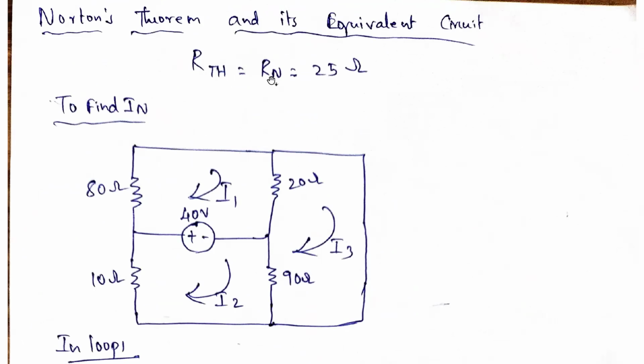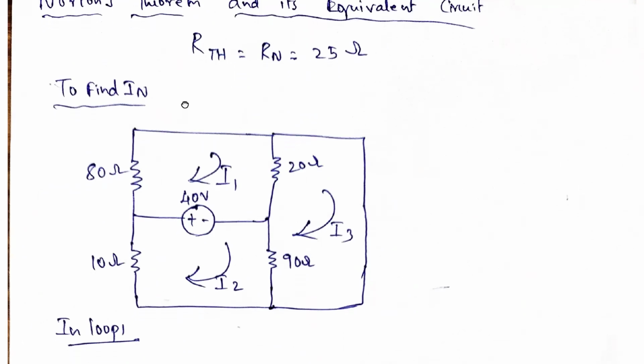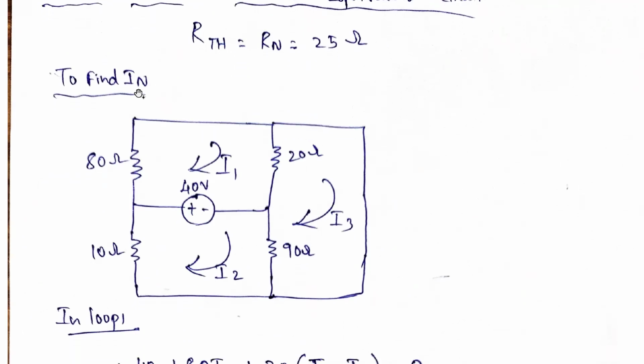So RTH and RN: RTH we already got, that is nothing but RN, that is equal to 25 ohms. Now we need to find out the Norton's current. So we need to short circuit this particular load resistance. Earlier we opened it, but now we need to short circuit. Here we need to find out the Norton's current, that is nothing but I3.